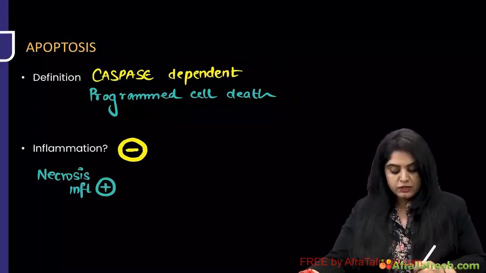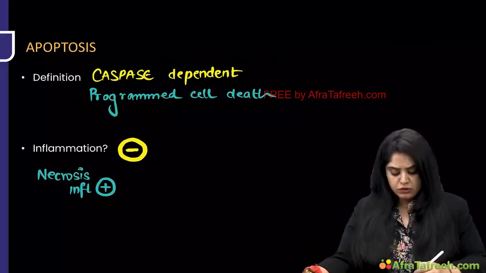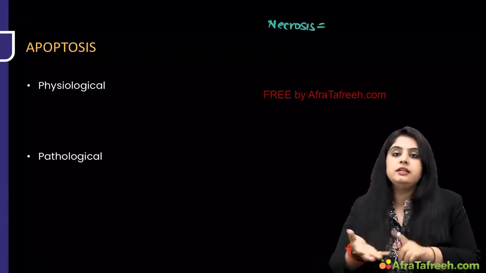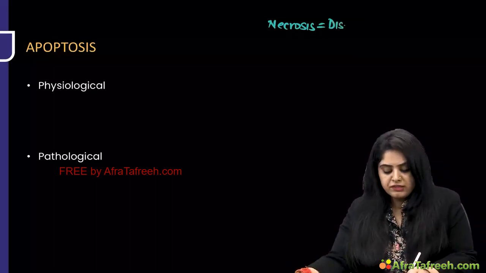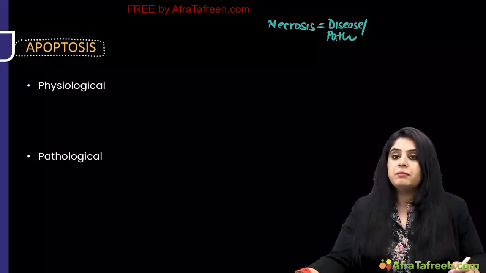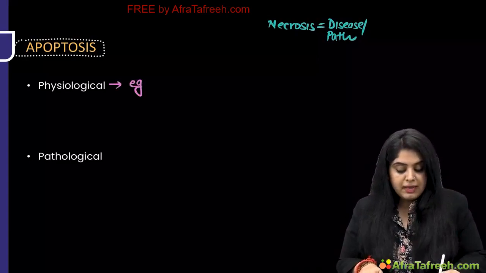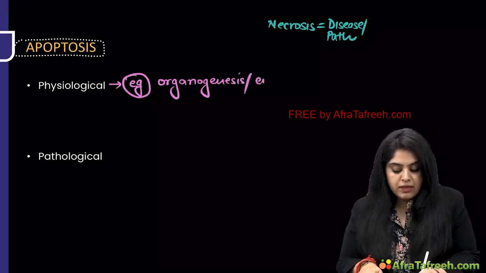So now the first thing that you will ask me is, is this seen normally or in diseases or both? Because you had studied that necrosis is only seen in diseases like TB or heart attack or stroke or pancreatitis. Necrosis was only pathological, but apoptosis is both. Apoptosis is going to be pathological as well as physiological. They will ask you to name one example of physiological apoptosis, and that is known as organogenesis. It is referred to as organogenesis or embryogenesis.